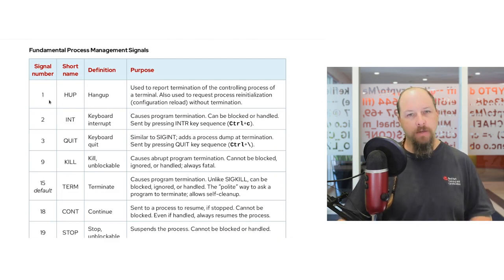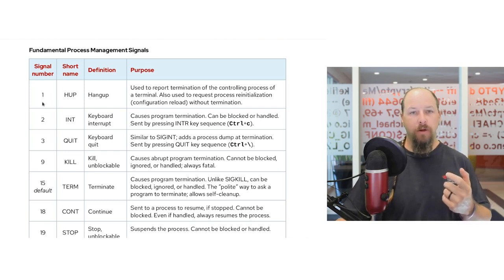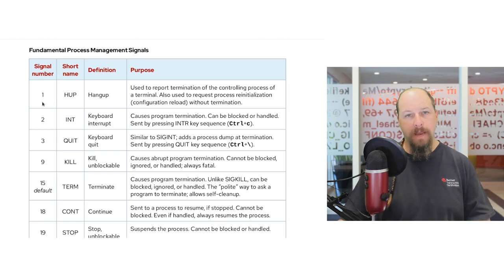When we pass signals, we do so numerically typically, but can also do so using a short name. It's important to be able to correspond both the numerical value and short name to the intended outcome by passing that signal.